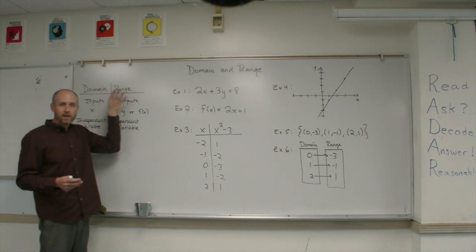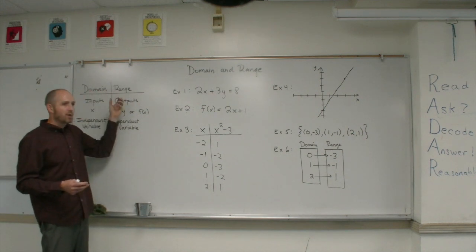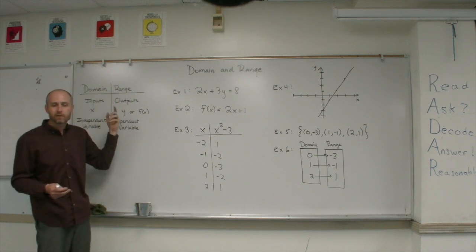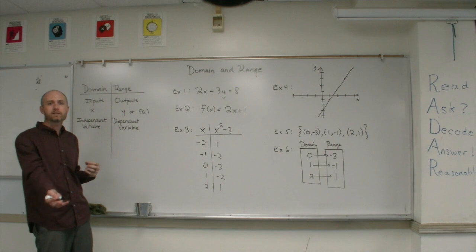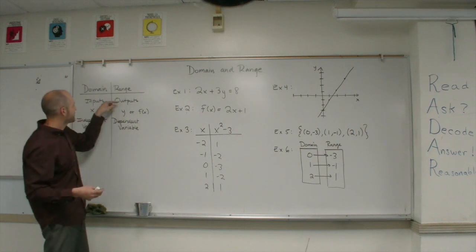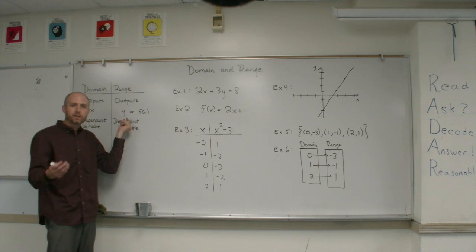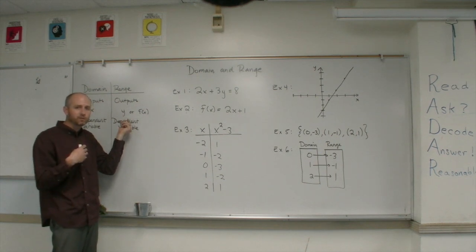As far as range goes, range means what could come out once you put something into a relation or a function. Range means what could possibly come out. So that's why I have outputs for range, or y is typically the letter that we use to represent what could possibly come out of a relation or a function.